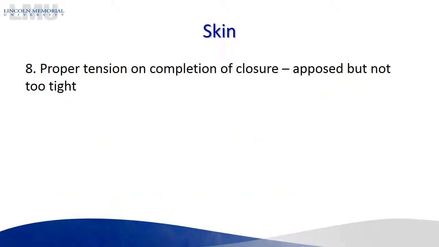Line item number 8 has to do with the tension on the completion of the closure. And in general, we want skin to be opposed edge to edge, but we don't want it to be too tight. And so if we have a closure that's too tight in our small animals, we then have tissue swelling take place and the sutures are then even tighter. This is a case where that starts to cause some pain and discomfort for our patients.